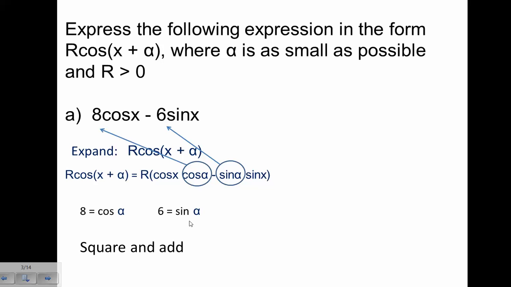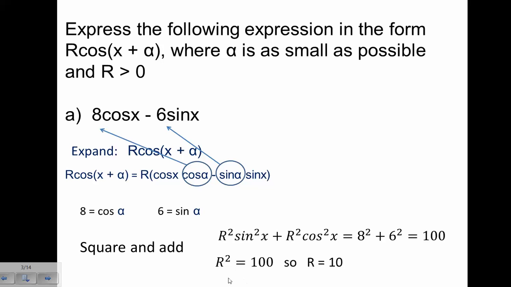So the method would be to square them and add them. So square both sides and then add them. So that gives me r squared sin squared alpha plus r squared cos squared alpha equals 8 squared plus 6 squared, which is 100. And I've made a slight error here. When we did our equations, it should have been r cos alpha and r sin alpha because of the r over here. I've forgotten to put those in, but I've put them in the equation down here.